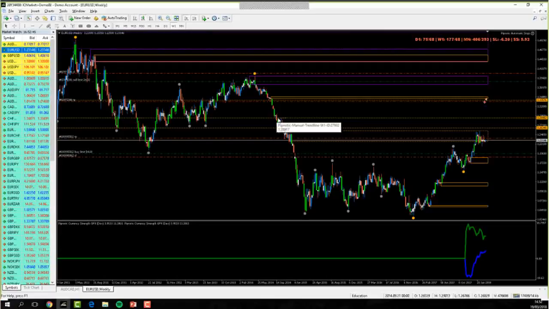Okay, so this has been tested once, twice. Are we going to get a reaction there? Absolutely, because this is the weekly chart. If you're on the 1 hour chart, you're probably going to get a reaction there. And so you certainly can get in and get out before price manages to gnaw through that.